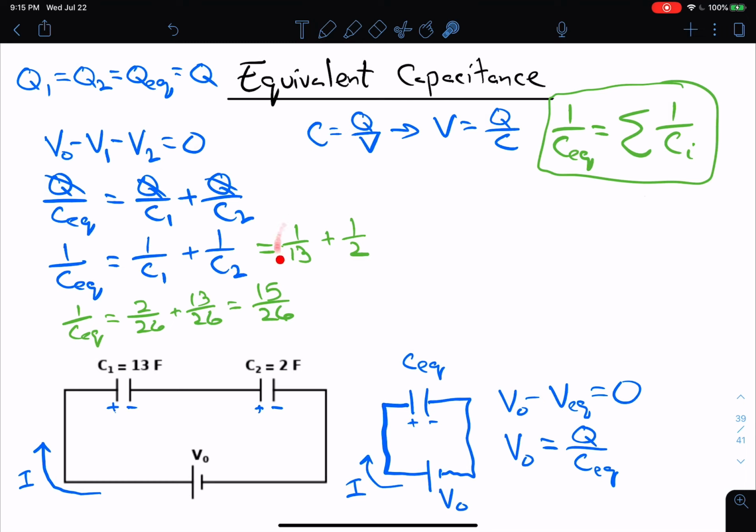Now, by the way, you could have gone back to the beginning and plugged 1 over 13 plus 1/2 into your calculator, and you would have got a decimal. But again, that is not the answer. That just equals 1 over CEQ.